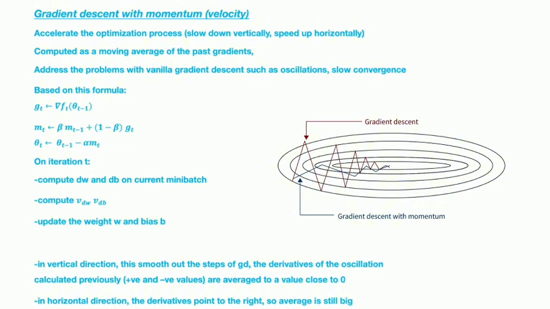Here is the formula for calculating gradient descent with momentum. g_t represents the gradient, and the next thing we need to do is update m_t using the EWMA function given before. And the last thing is to update theta_t. So on iteration t, firstly we compute the gradients for both weight and bias on the current mini batch. The next thing is to compute the momentum vector for both gradients of bias and weights at time step t. The last step is to update the weight w and bias b.